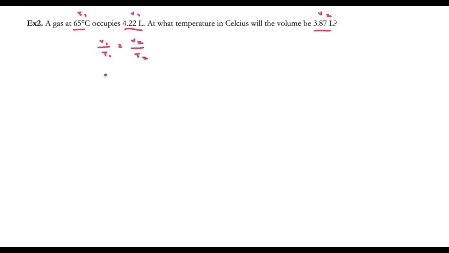My V1 is 4.22. Keep in mind, my T1 is currently in Celsius. It needs to be in Kelvin to do this calculation, so I need to add 273 to it. So this is 338. Just because I ask for your temperature in Celsius does not mean you can leave anything in Celsius. You will get the wrong answer. I will show you what you need to do in 1 second. So 3.87 is my V2 all over my T2.